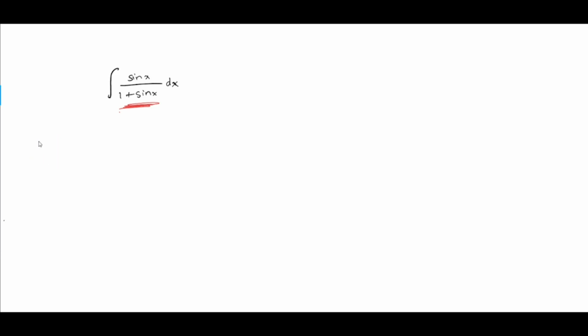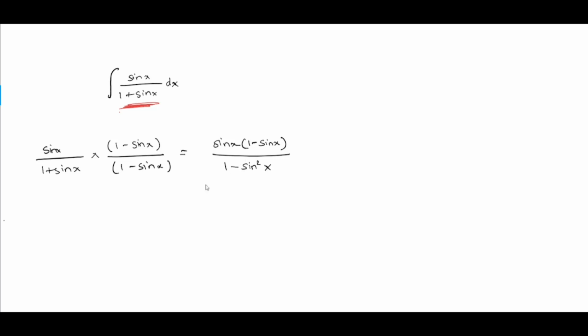If we did this, let's say 1 plus sin x, and if in case I multiplied it by 1 minus sin x, and divided by 1 minus sin x, I would have sin x multiplied by 1 minus sin x divided by 1 minus sin square x. And this, if you can recollect, is cos square x.